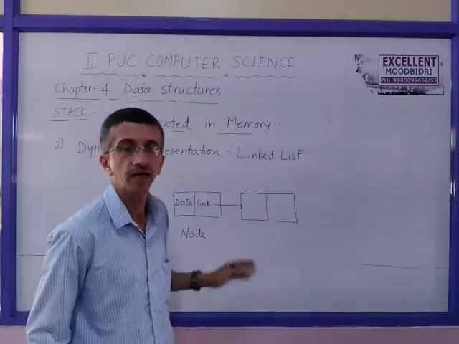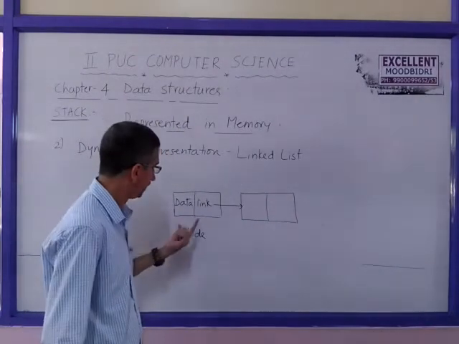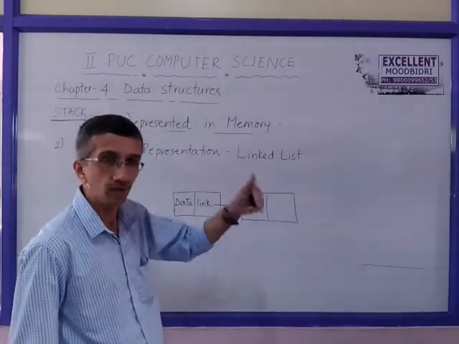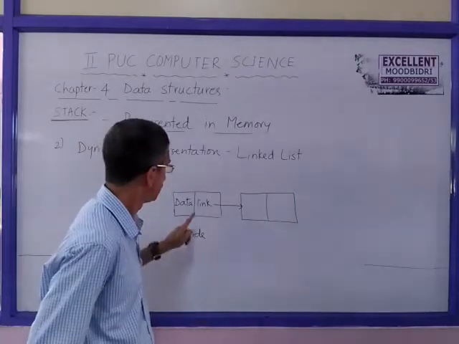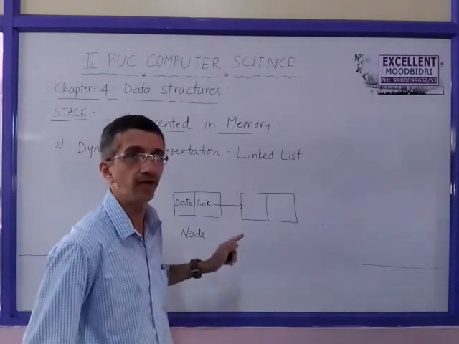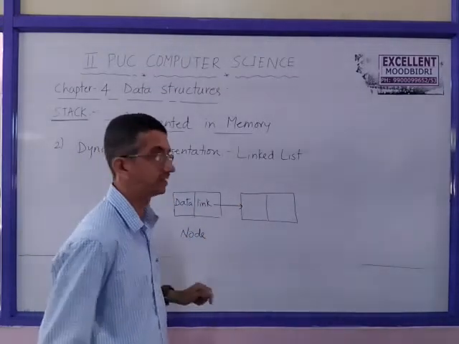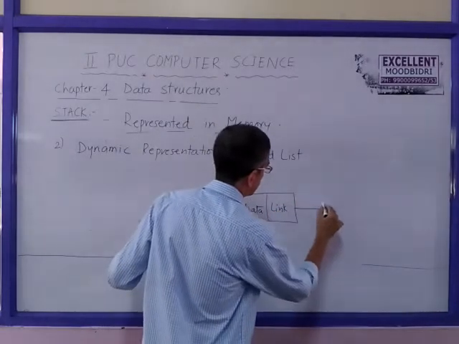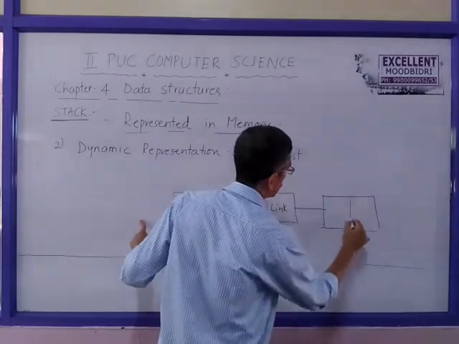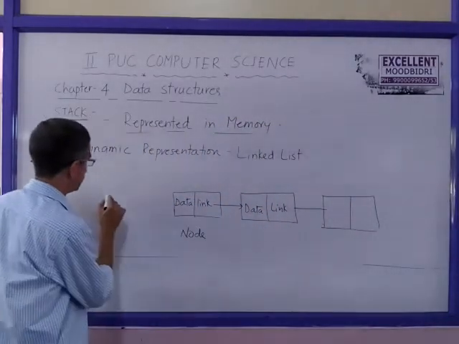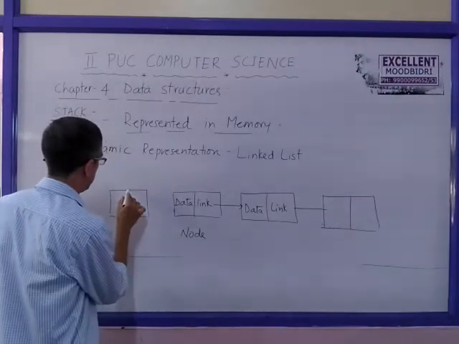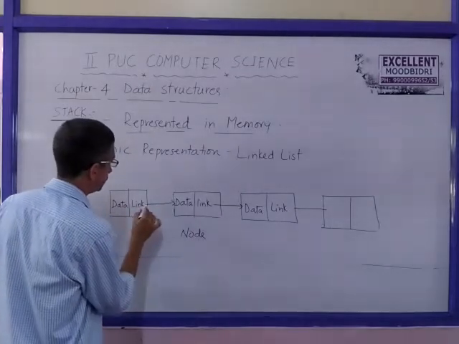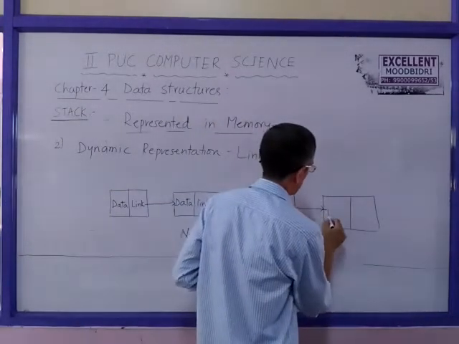So diagrammatically I represent it using this block diagram. Each node contains two parts. One part contains the data section and one part contains the address. This is called the link section or the next section, the pointer to the next item of the list. So this is data and the link to the next, like this. So any number of nodes can be linked like this. So here also, data section and the link section to the next such node. So this is a pointer to the next data.